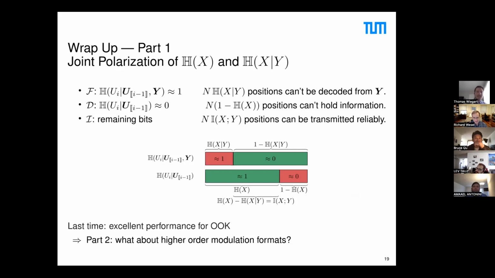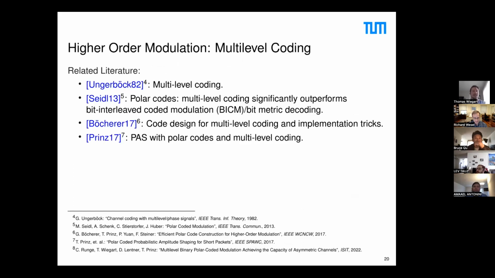Okay, good. Then, yeah, let's start with part 2. So the way that we are going to do higher order modulation is by using multi-level coding. For some reasons, which I will talk about also soon, let me just start with some literature. Multi-level coding in general came up from Gottfried Ungerböck in 1982.